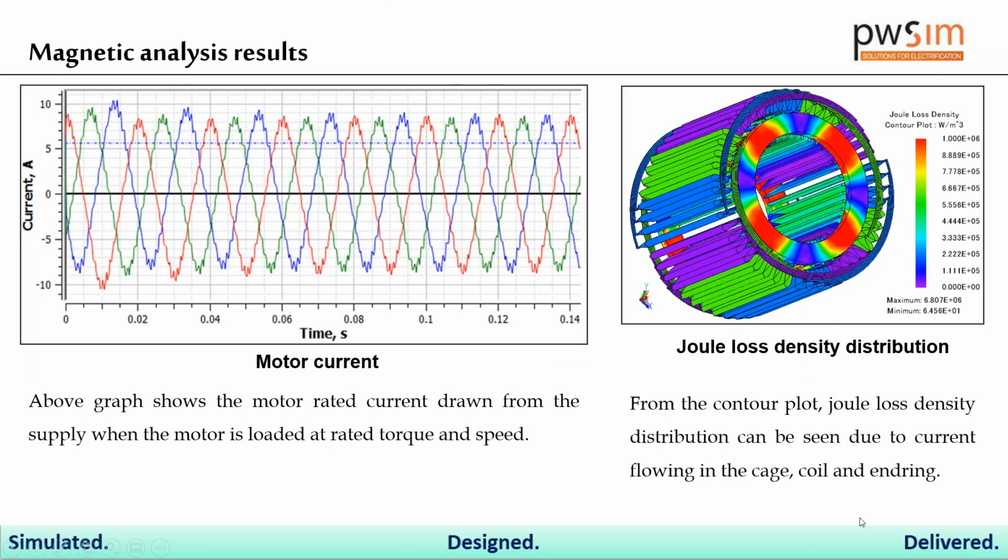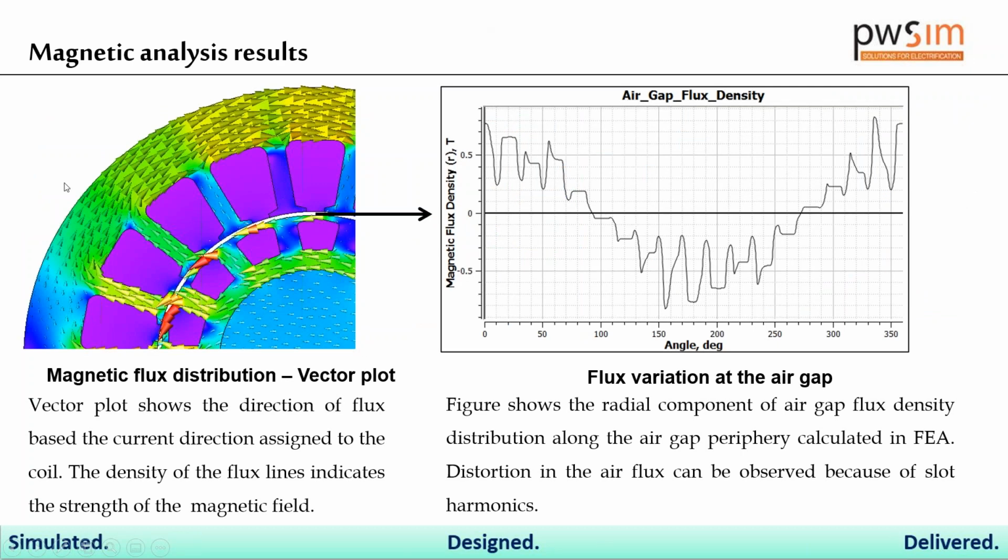And this is the current, and this is the Joule loss density distribution, like I told you, showing how much copper loss is happening within the motor. This is another plot, which represents the flux lines as vector lines: how the vector lines are flowing, and whether there are any points where hotspots are being created within the model. And this is another graph which gives you the air gap flux density.